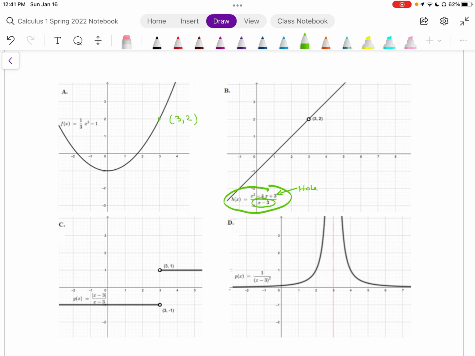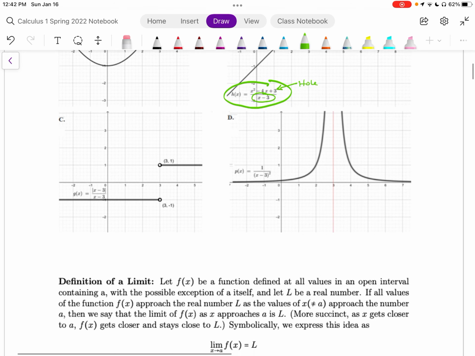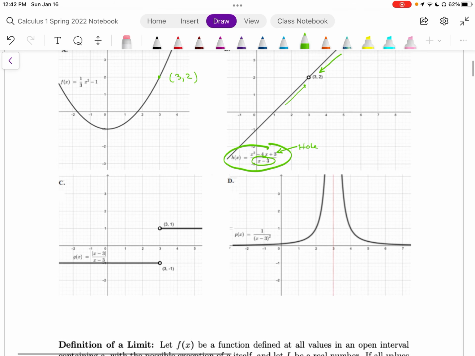So we're going to be talking about limits, which means what's happening as we approach that hole? What are we approaching? What are we getting closer and closer to in terms of y? We're getting closer and closer to 2, but we never actually get there. Okay, so that's the idea of a limit. We can't get there because it's not there. There's an open hole.